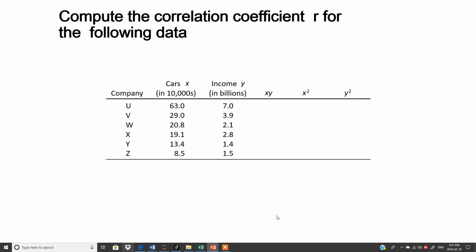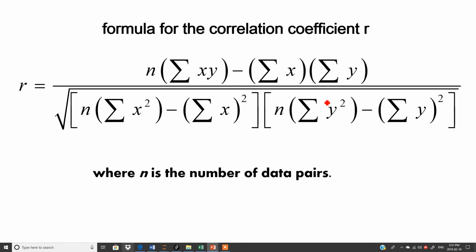This is the formula to find the linear correlation coefficient R for the sample. N is the number of observations, and we take the summation of x and y, because usually we have x and y components. X is independent, y is dependent. So third, we have to make a third column. We will multiply x and y, and then we will make the square of x, and then we will make the square of y.